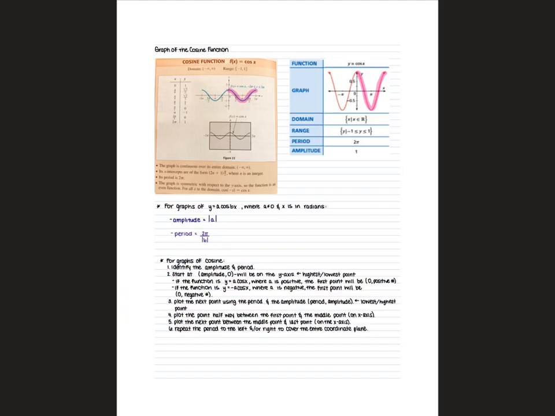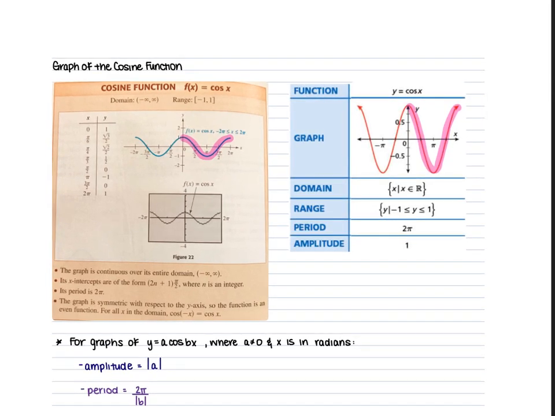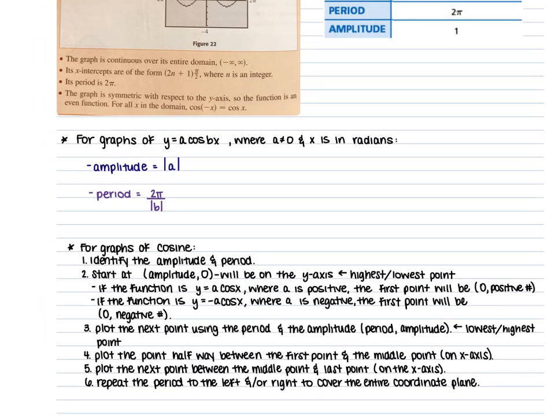For cosine. Cosine is very similar to sine with your period and your amplitude. However, the starting point is always going to be on the y-axis where your amplitude is. In order to find your amplitude, it's still the absolute value of A. And in order to find your period, it's still 2 pi over the absolute value of B. With these, though, you are going to start at your first point of the amplitude, 0. Your amplitude, whatever that A is, will tell you where to start on your y-axis.